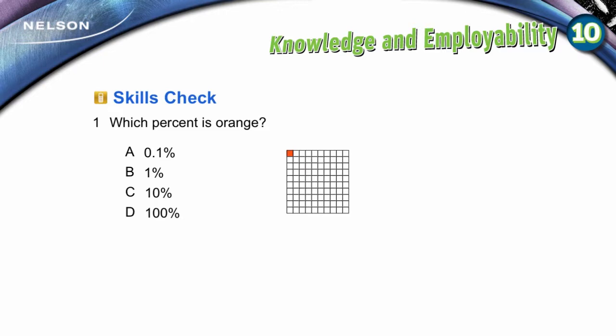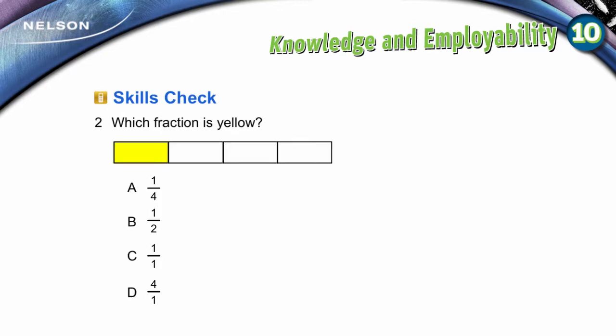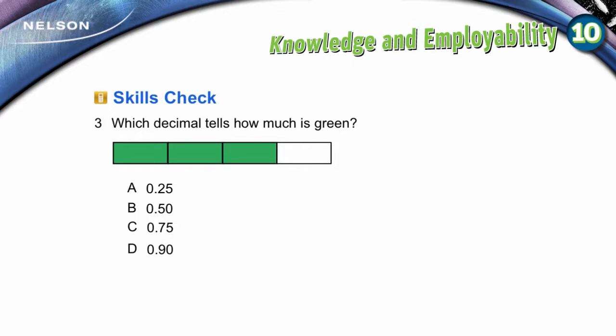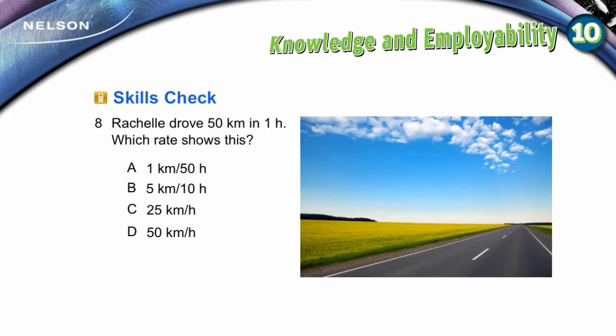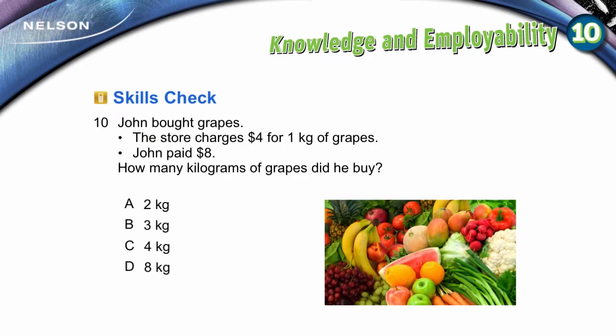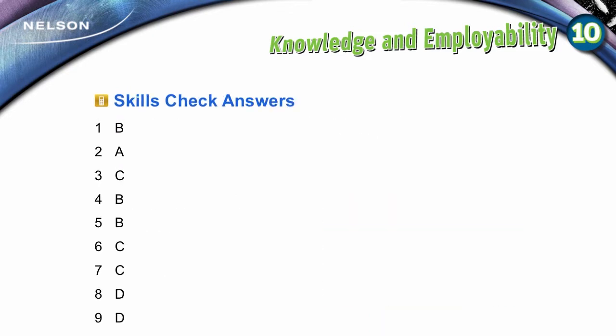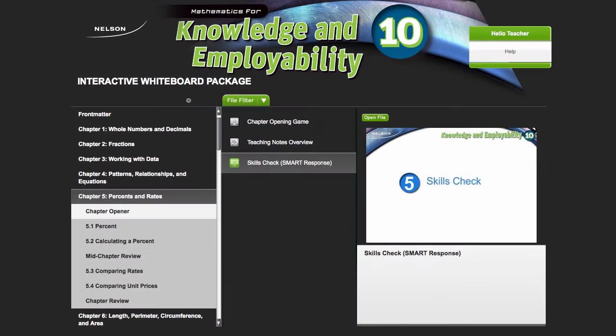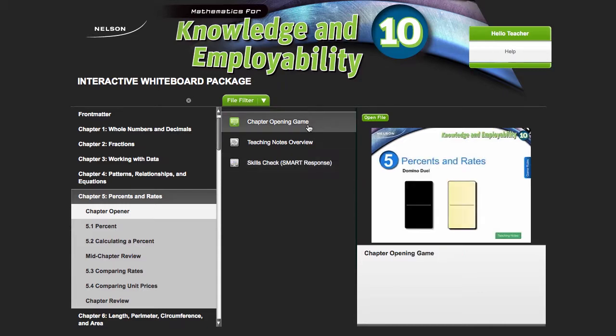The skills check offers 5 to 10 multiple-choice questions that students can answer, which will help inform instruction for teachers. Questions can be answered using smart response clickers, if those are available in the classroom, and answers are provided for each of the questions. Once the diagnostic assessment is complete, each chapter has a game that can be used to activate prior knowledge and set the stage for the chapter ahead.